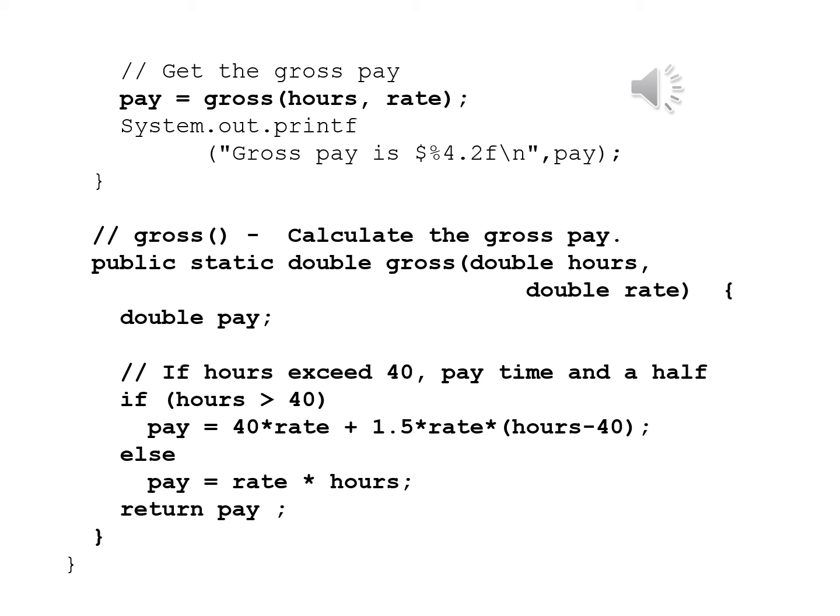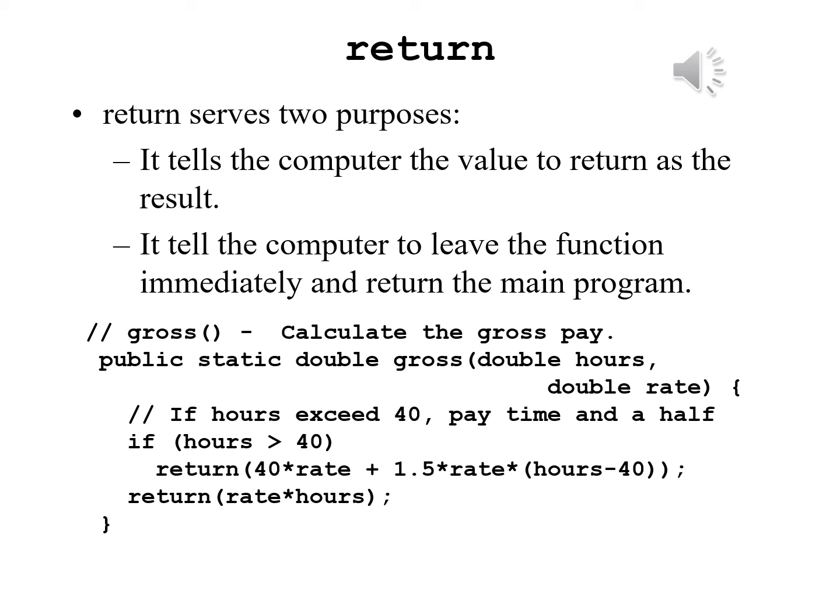Notice, please, that I've used the terms function and method here interchangeably. In Java, a function would simply be a method that returns a value, and the term itself has no significant difference here compared to other languages, where there actually is a difference. The reserved word return serves two purposes. It tells the computer the value to return as the result. It also tells the computer to leave the method immediately, and it will do this even if the method does not have a value to return.